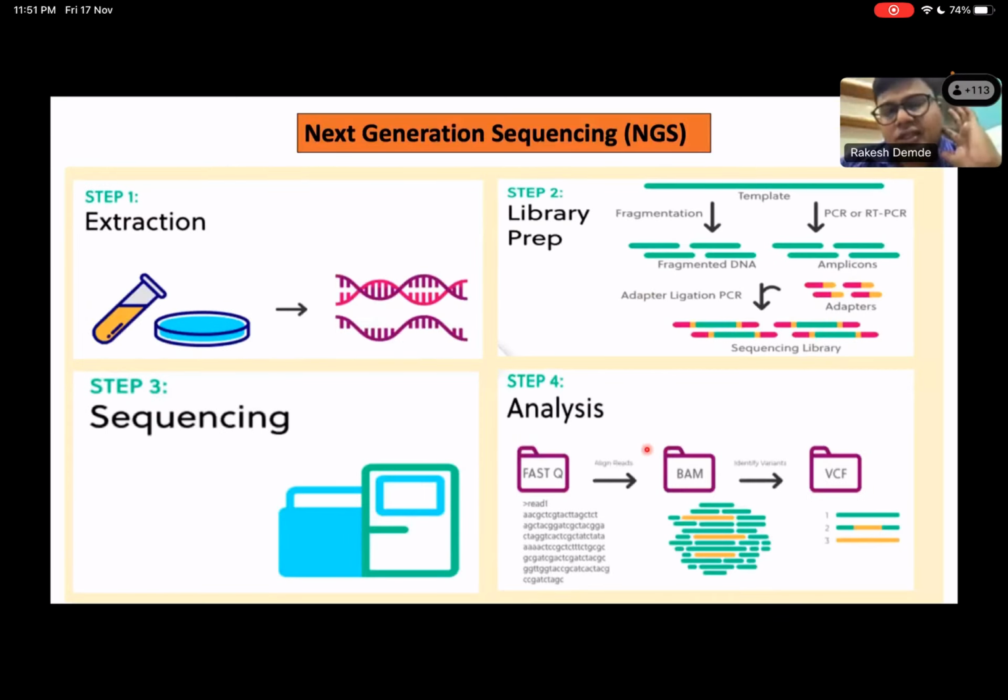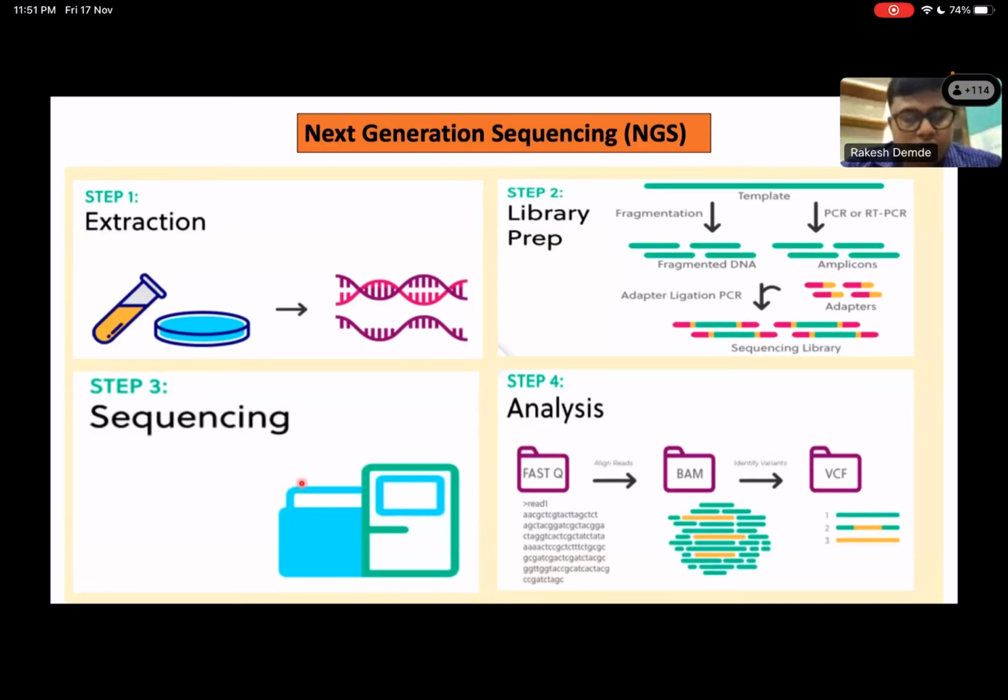Now we have next generation sequencing, which encompasses a large part of molecular genetics. After extraction, there is a step of library preparation. Library preparation is nothing but the DNA being fragmented or broken into pieces, with an adapter attached to the DNA strand, or cDNA strand when we are going for RNA sequencing. After adapter ligation, this goes into a sequencing machine.